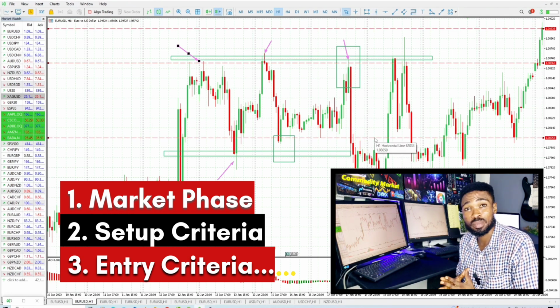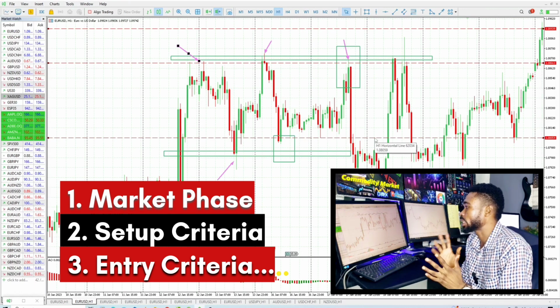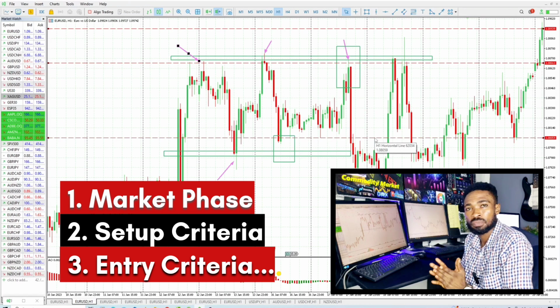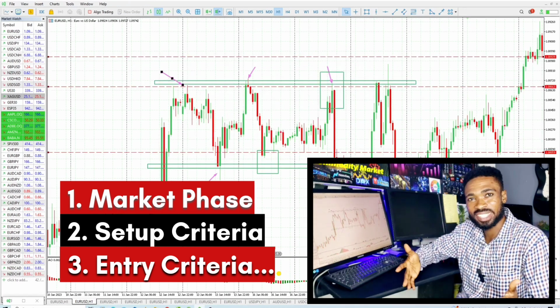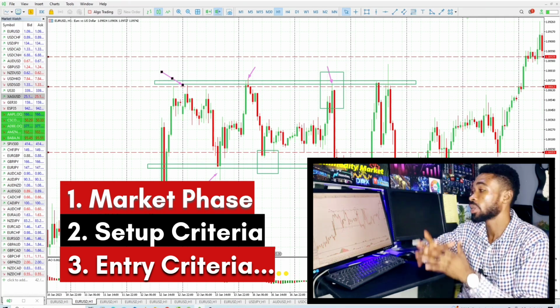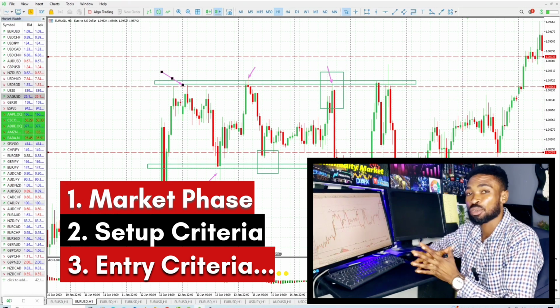So in a ranging environment, you trade what? Ranging setups. Don't trade trend following setups. Don't just open your chart and every time you want to trade the same setup. No. As you can see, this strategy I've taught you, you only trade it when the market is ranging. If the market is trending, don't go and trade this strategy. Don't say every day I want to trade this same strategy. This is my strategy, so when I open my chart, this is what I'm looking for. You don't do that.